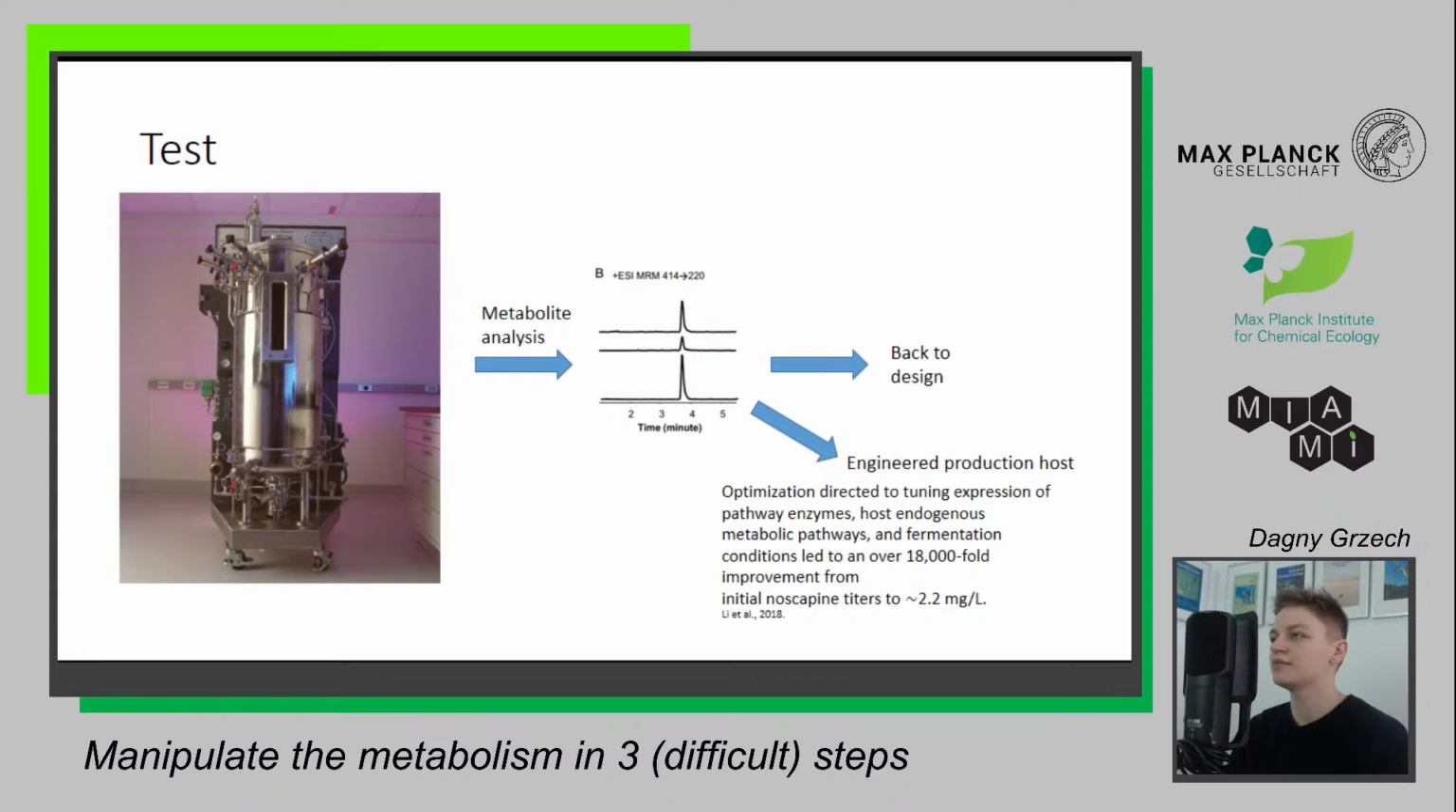I think 2.2 mg per liter probably still has to be improved a little bit for it to be actually adopted in the industry, but I think this was a monumental effort, and I think overall this paper and this investigation is very, very interesting and a very good example of the manipulation of metabolism.